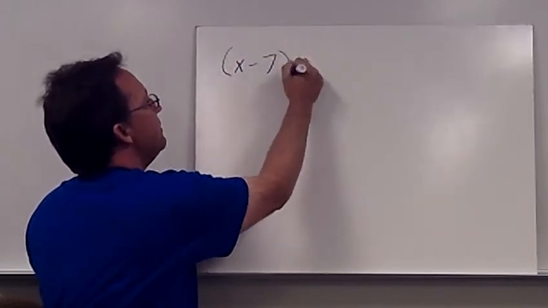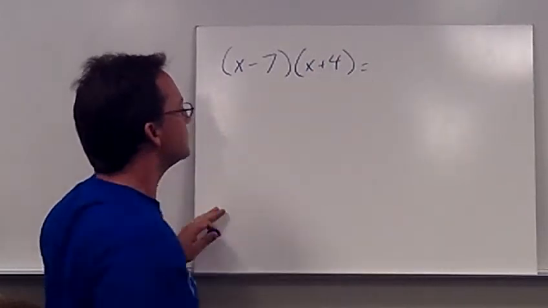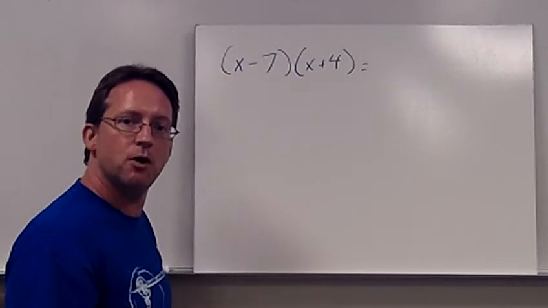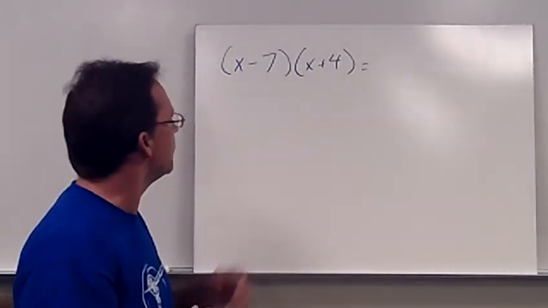Say x minus 7 times x plus 4. All right? If you feel like you're comfortable trying that, go ahead and pause it and try that. I'll go ahead and go over the answer here.